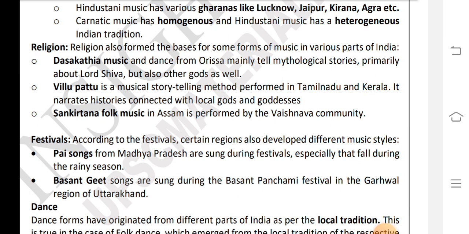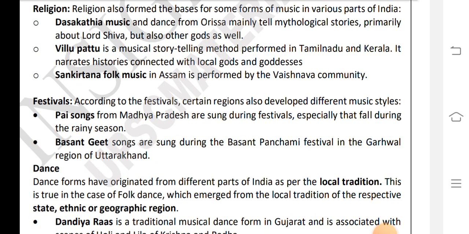Carnatic Sangeet has developed in the South Indian states of Tamil Nadu, Kerala, Andhra Pradesh and Karnataka. Hindustani music has various Gharanas like Lucknow, Jaipur, Kirana, Agra, etc. Carnatic music is homogeneous and Hindustani music is heterogeneous. Indian traditional religion also formed the basis for some forms of music in various parts of India.